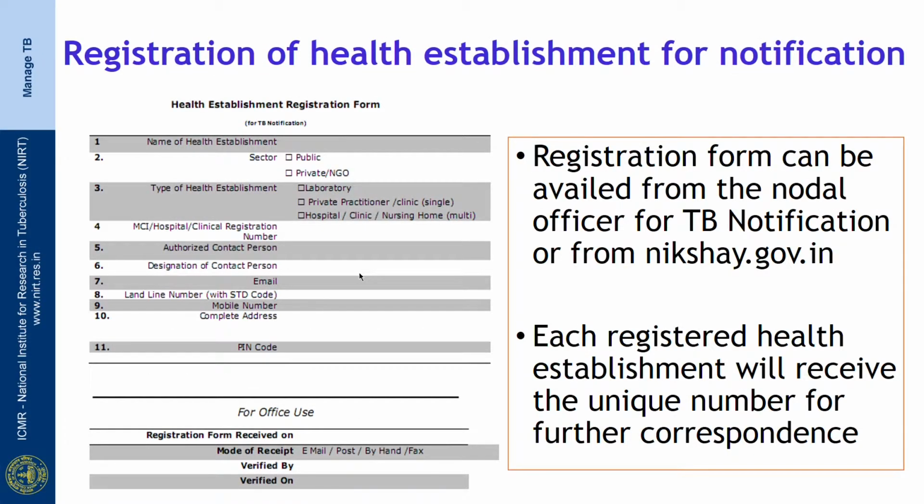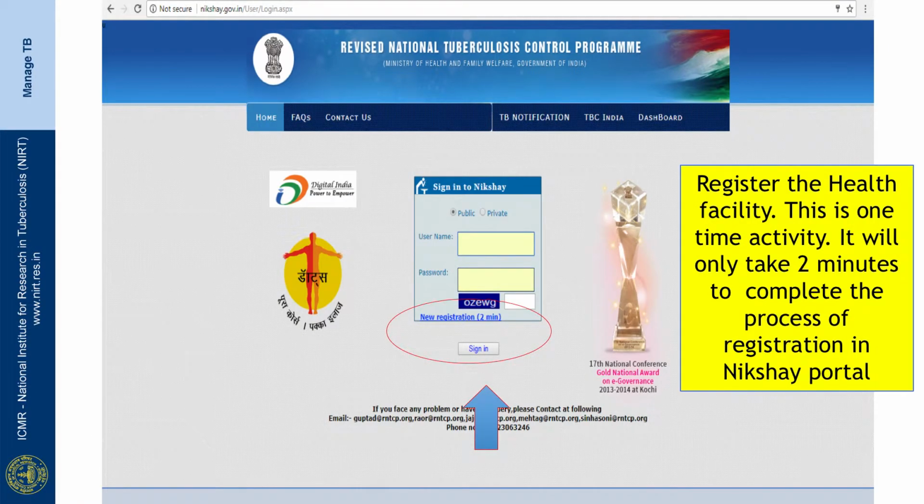What are the steps? The first step is to register as a health establishment for notification. It can be done directly. The form is available on the nikshay.gov.in portal. Each registered health facility or establishment will receive a unique number for further correspondence. Now, we will see how to do this.